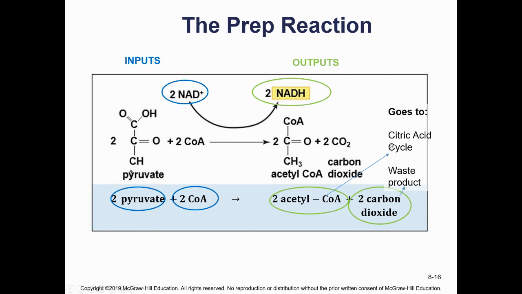So from my outputs, my NADH gets carried to the electron transport chain to drop off its passenger and then come back and continue to pick up hydrogens to take to the electron transport chain. My acetyl-CoAs go into the next step, the citric acid cycle. So the output from each previous step becomes the input to the next step. The output from glycolysis, pyruvates, come into the prep reaction. The outputs from the prep reaction, the acetyl-CoA, go into the citric acid cycle. And then my carbon dioxides are exhaled as a waste product from this.